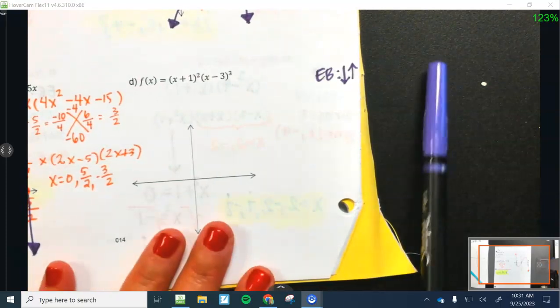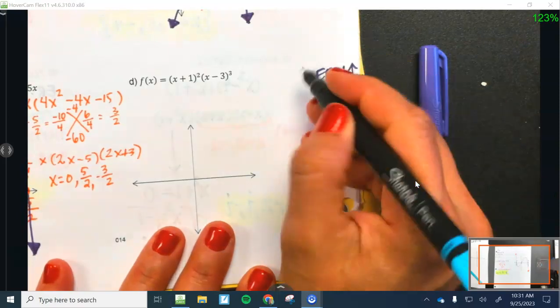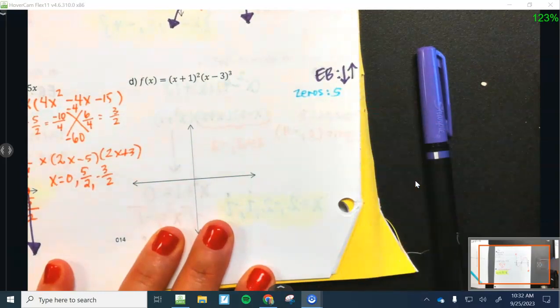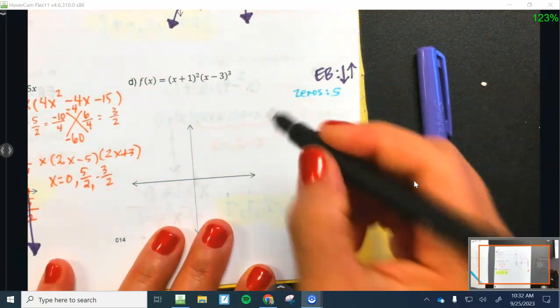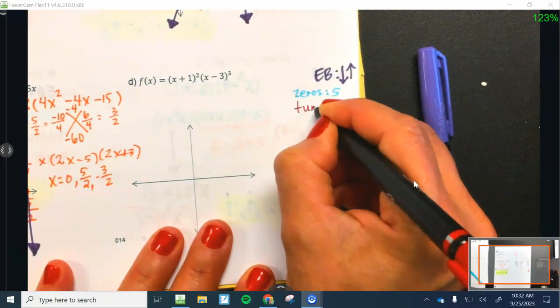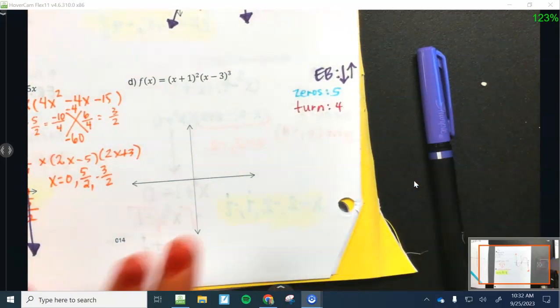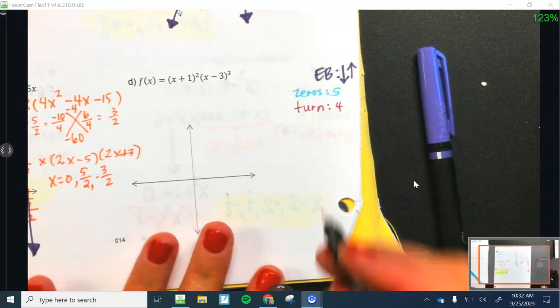Wait, how many? What did we add up to again? 5, that's the zeros. So there's going to be 5 zeros. Turns is still 1 less. So let's write 4 for the turns. The y-intercept, you can't just look at it anymore. It's not in standard form.